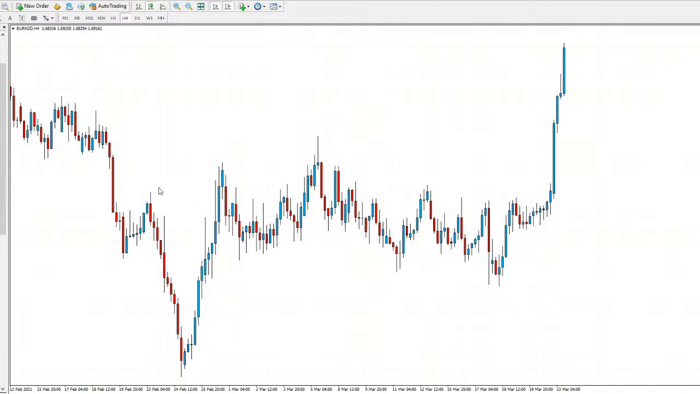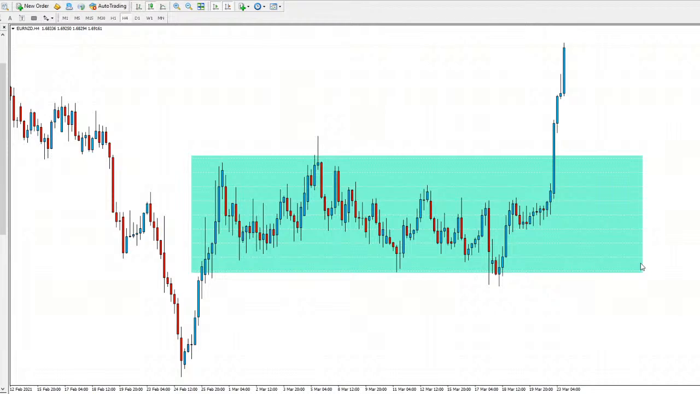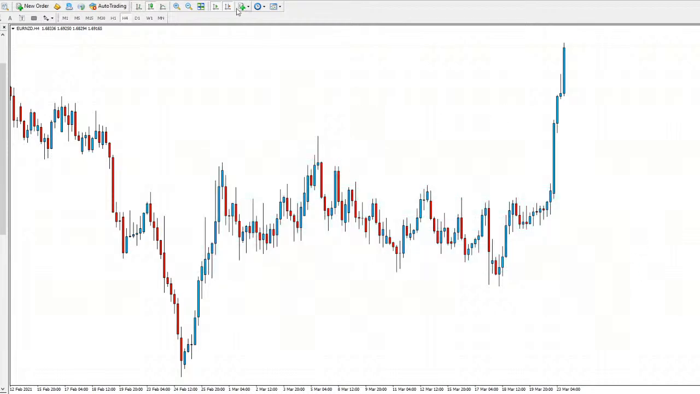As you can see, we've taken off to the upside. We've broken out of this consolidation area, and price has just shot to the upside there. So looking very bullish right now for EUR/NZD.